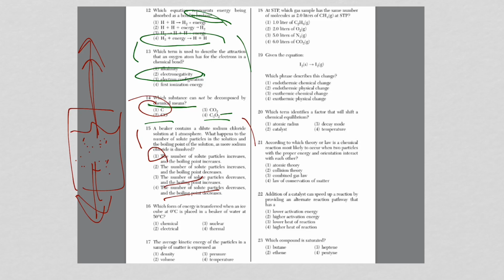Okay, so forms of energy. Chemical energy is energy that's stored in chemical bonds. We're not breaking any bonds here, right? We're just changing the attraction between the molecules. That's not going to be the answer.